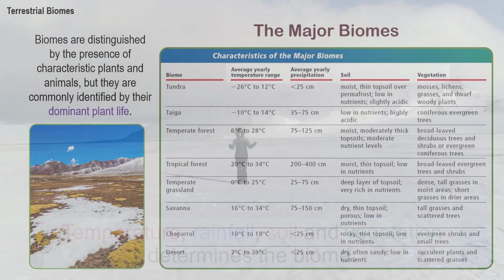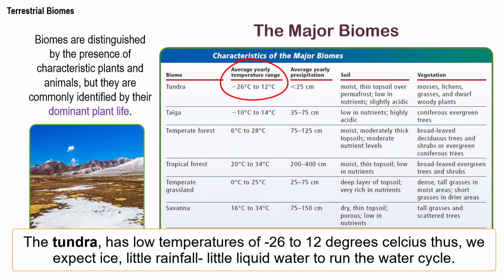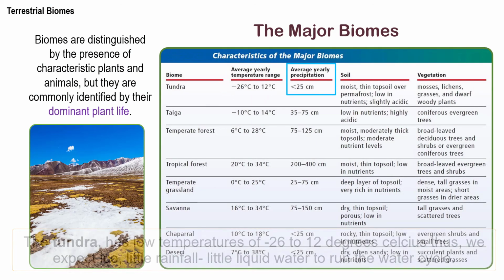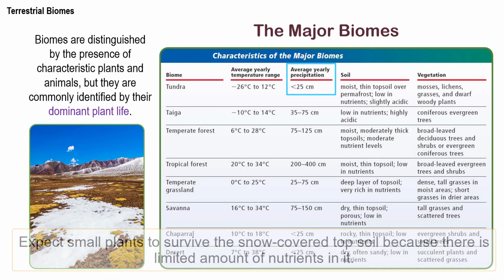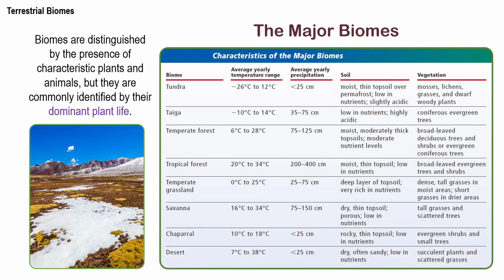For example, the tundra has low temperatures of -26 to 12 degrees Celsius. So we expect ice, little rainfall, and little liquid water to run the water cycle. We have this snow-covered topsoil, so expect small plants to survive this because again, there is a limited amount of nutrients.